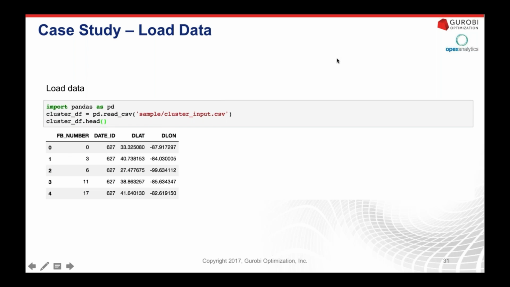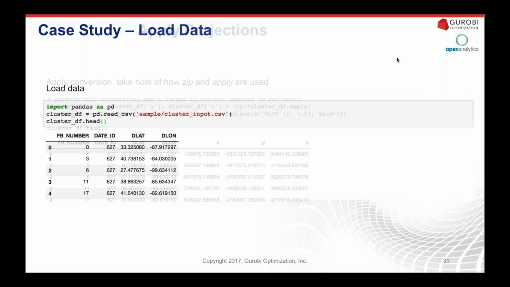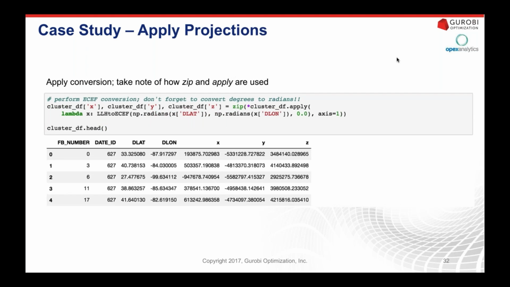First is freight bill. As Mike mentioned, we can just think of freight bill as essentially being a contract between a shipper and a carrier to move a load from point A to point B for this price. Next, we have a date ID that maps to a specific day of the year, along with a destination latitude and longitude. So we're first going to apply our projection from that function that we defined in the previous slide.